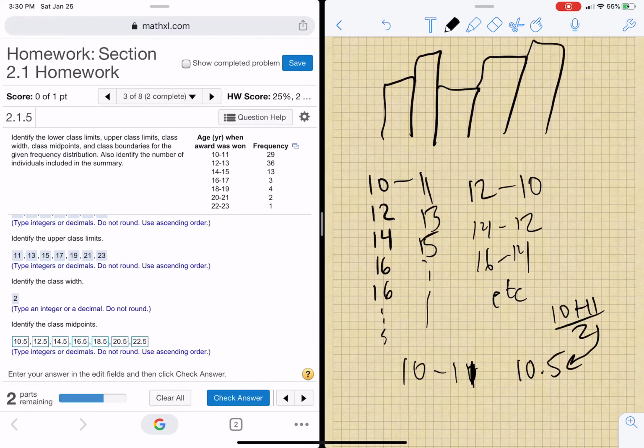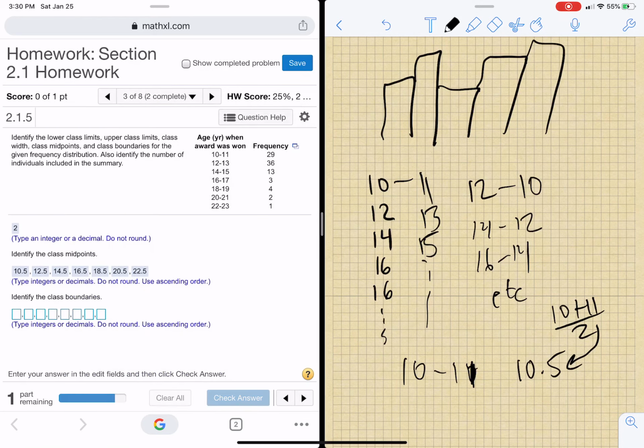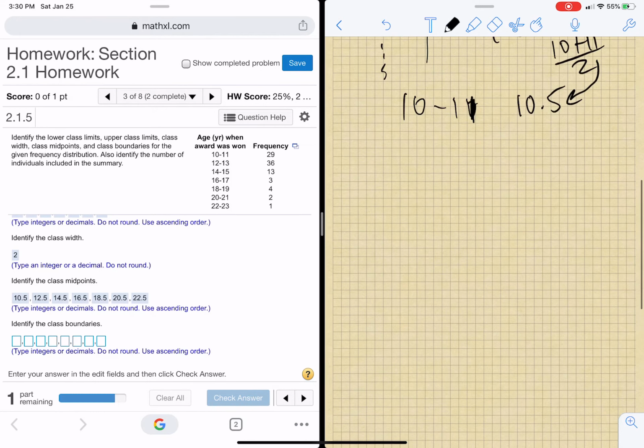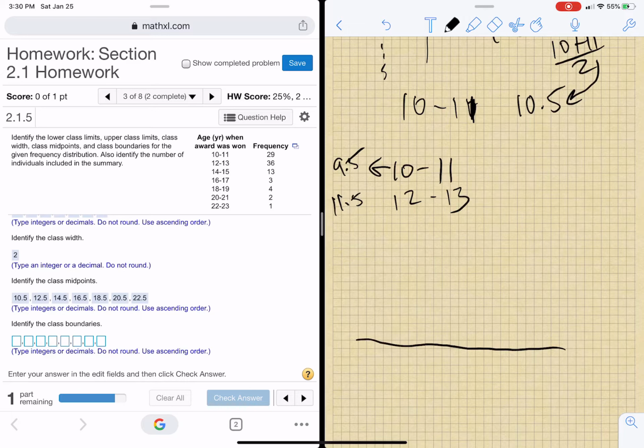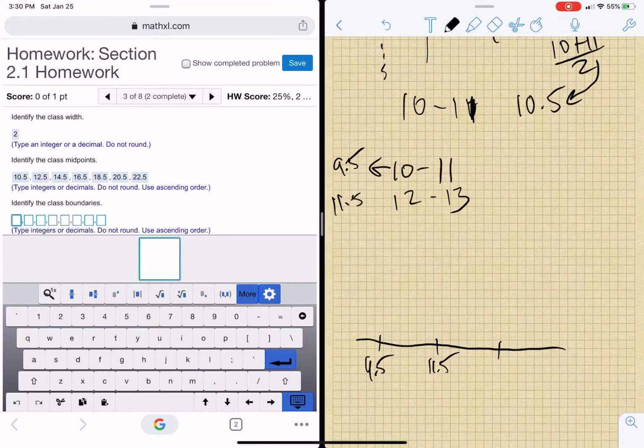Okay, good. I'm just going to double check because I don't want to get it wrong. Okay, good. And the class boundaries. This one can be kind of tricky because you go to this 10 and 11, and you have to count back a half and go to 9.5. Now you have this 12 and this 13. The next one's going to be 11.5. The class boundaries are like, if this was an x-axis, 9.5, 11.5, and like we did earlier, we just go up 2.